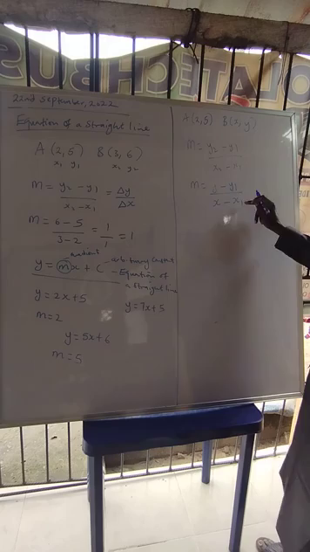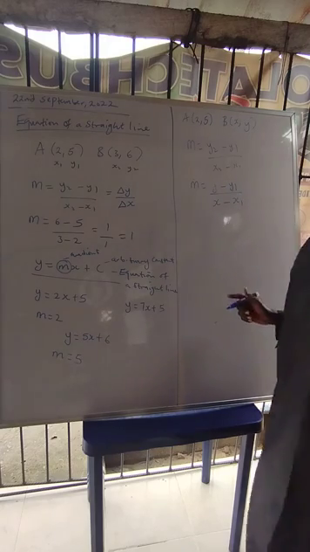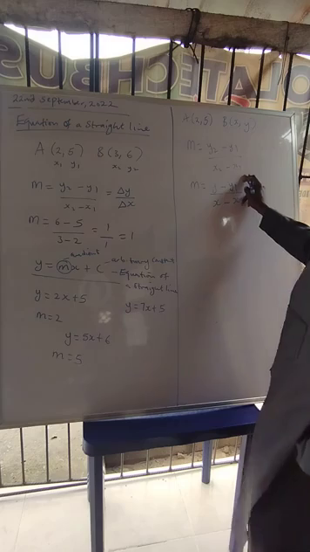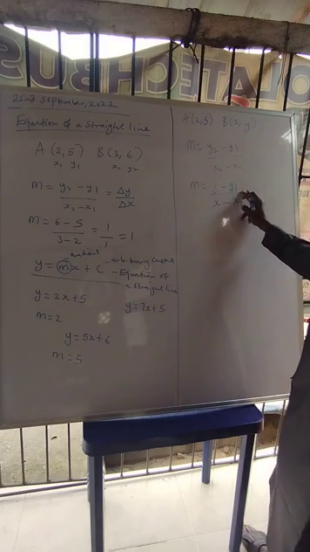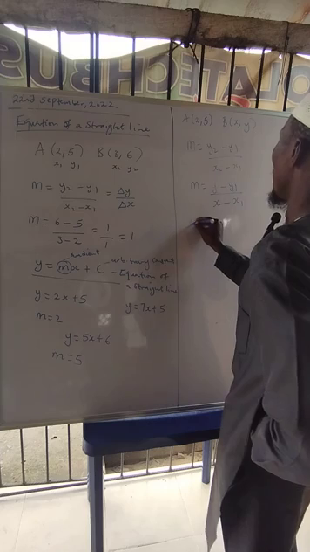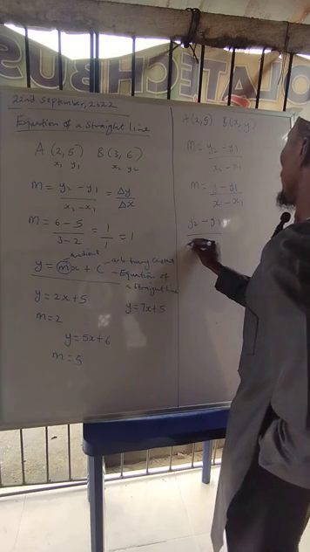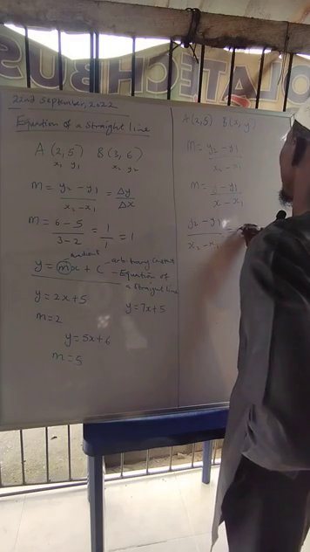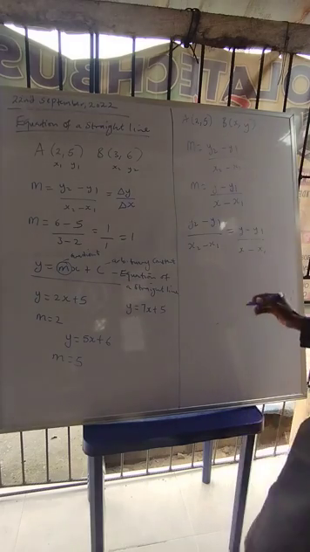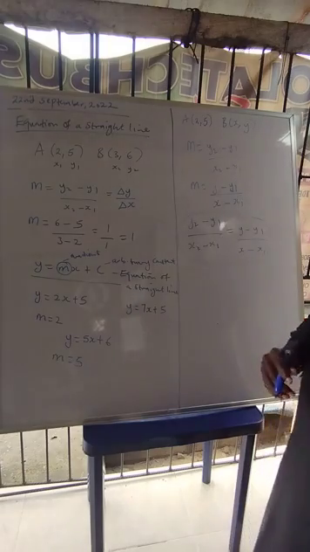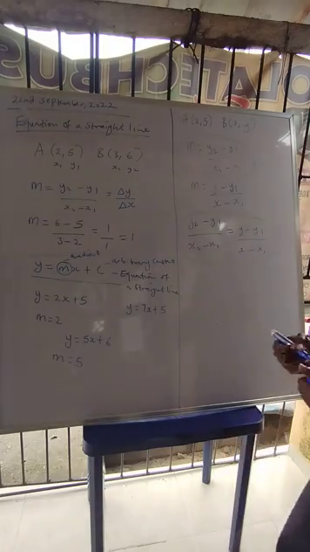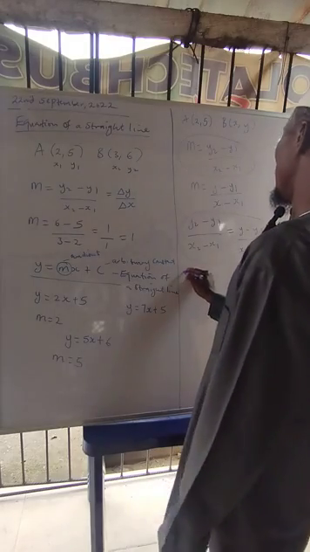Now the values of y1 and x1 are known, right? Since m is equal to y2 minus y1 over x2 minus x1, and m is equal to y minus y1 over x minus x1, we can equate them together. So we have y2 minus y1 over x2 minus x1 equal to y minus y1 over x minus x1. Now this is the formula we use for the equation of a straight line. Now let's look at one example.